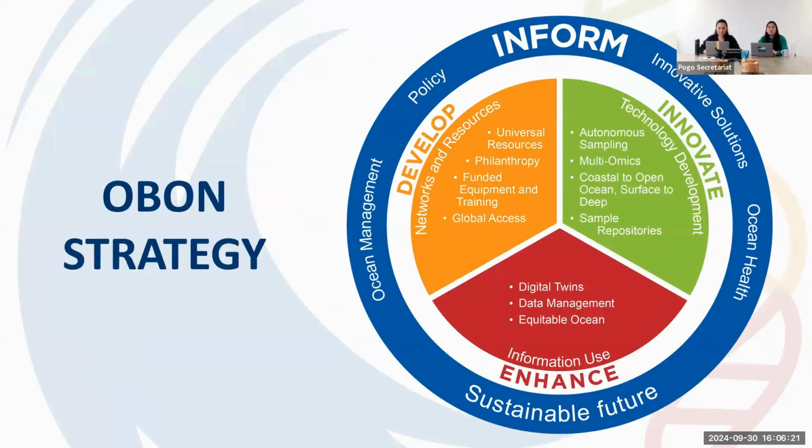So these objectives can be summarized in this diagram, which centers around the development of networks and resources, the innovation and technology development, and enhancement of information use through models and digital twins, and with the ultimate goal of informing a sustainable future.